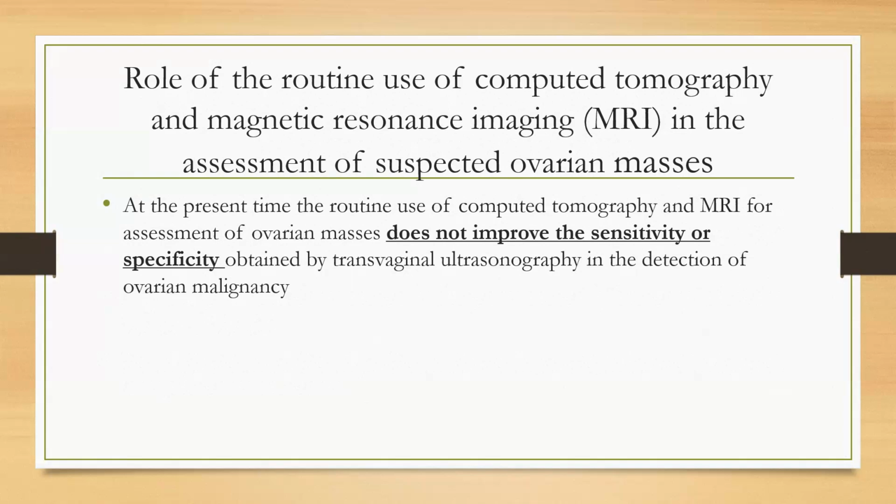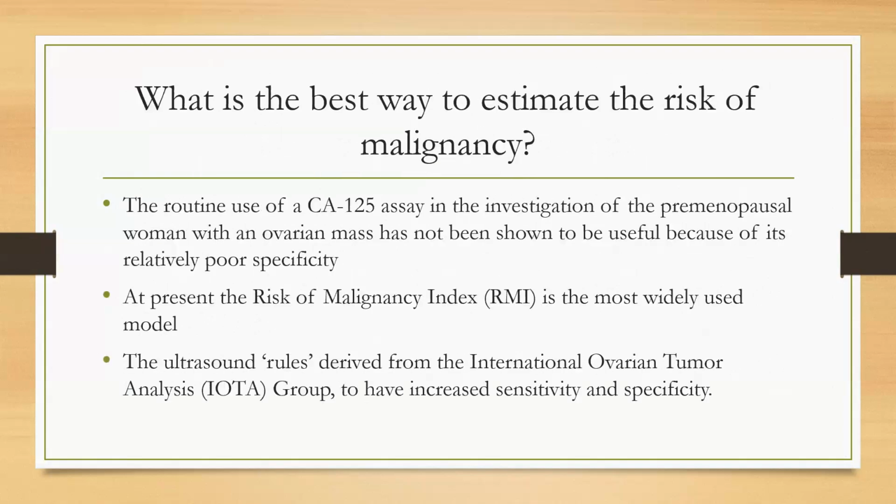These are two questions being asked in the exam. What is the best way to estimate the risk of malignancy? Routine use of CA 1 to 5 assay in investigation of premenopausal woman with an ovarian mass has not been shown to be useful because of its relatively poor sensitivity. At present, the RMI1 is the most widely used model, as we know in the postmenopausal woman, but ultrasound rules derived from the International Ovarian Tumor Analysis Group, IOTA, have increased sensitivity and specificity.